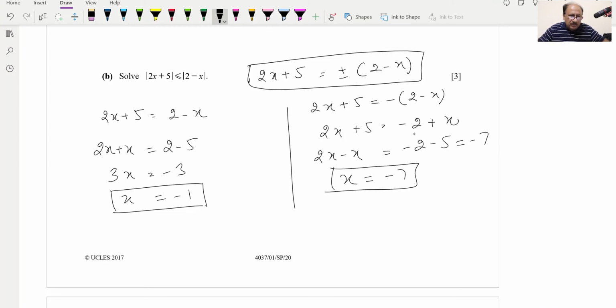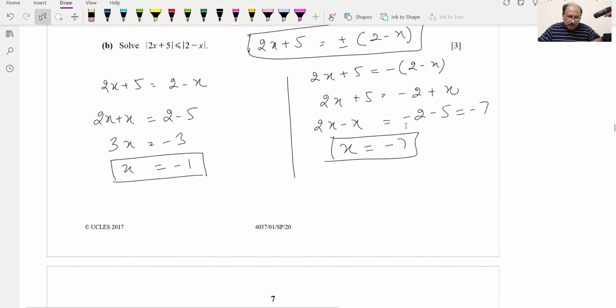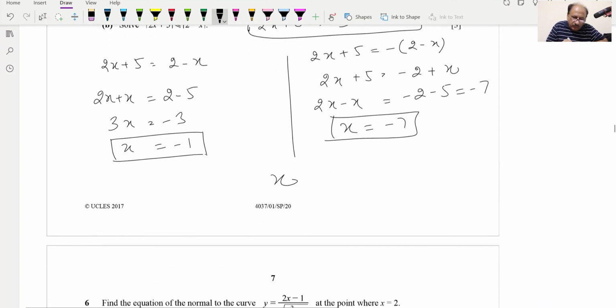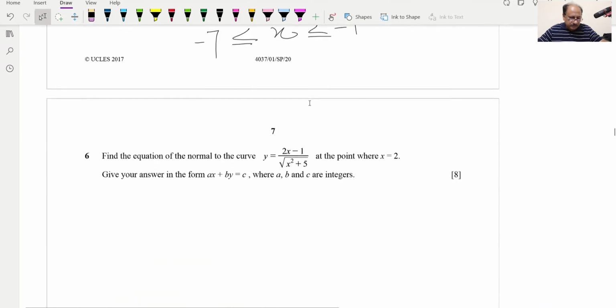So we can write the inequality. Basically, the value of x will be varying from minus 7 to minus 1. Minus 7 is the smaller value, so minus 7 to minus 1, this will be our answer.